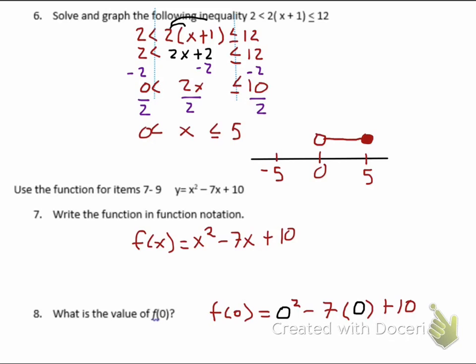So for 7 and 8, my answer for function notation, just make it f of x. The only thing that's changed is we change y to f of x. That's it, function notation. And so we're going to plug in f of 0. So this becomes 0 minus 0 plus 10. And my final answer is 10. So when it's f of 0, you plug that in. My final answer will be 10 for this one.